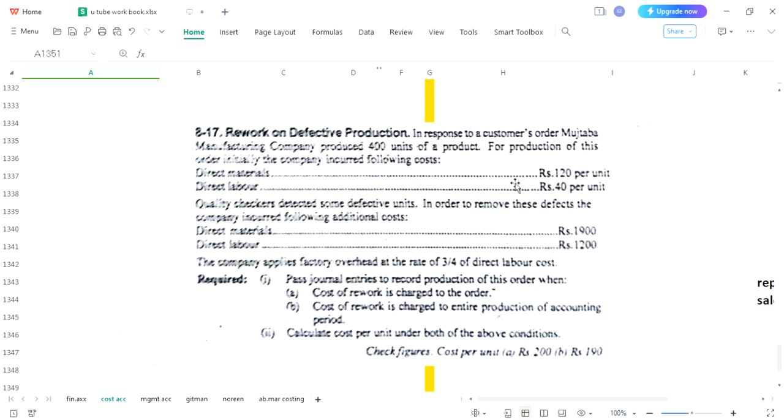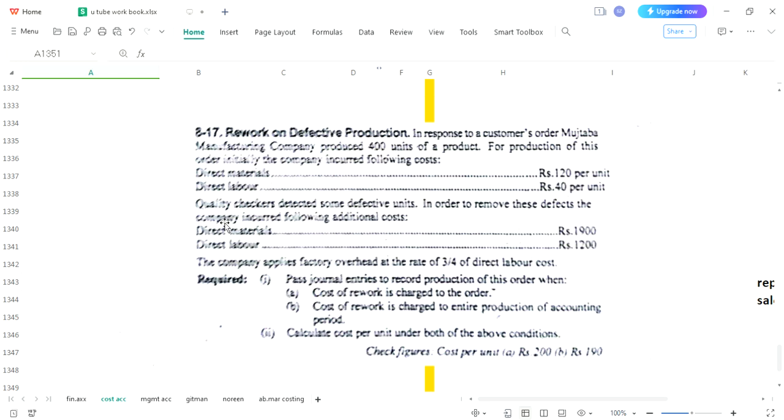For production of this order, initially the company incurred the following costs. Material 120 per unit. Now you will have to pay attention: this is per unit, it's not the total cost. You will have to make the total cost. How? Units will be multiplied by per unit. Here you have the units and these are per unit. So material cost would be calculated by multiplying units by per unit. Then we have labor cost, and then we have FOH cost at the end.